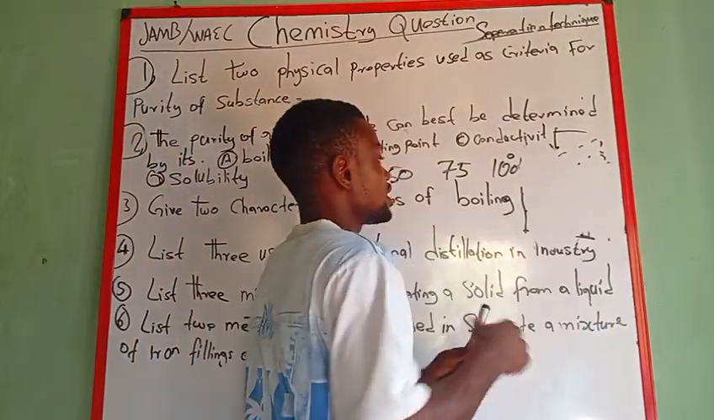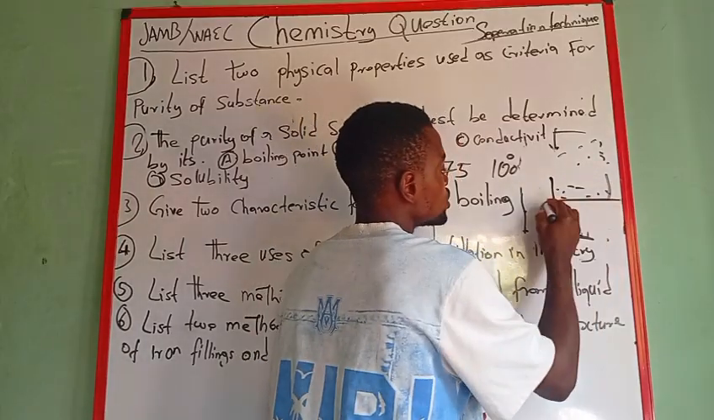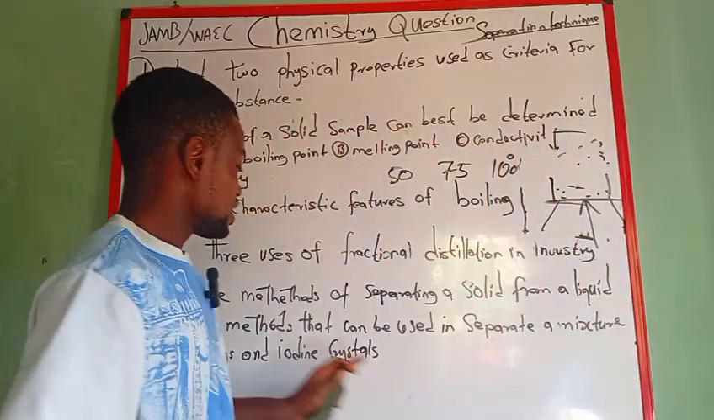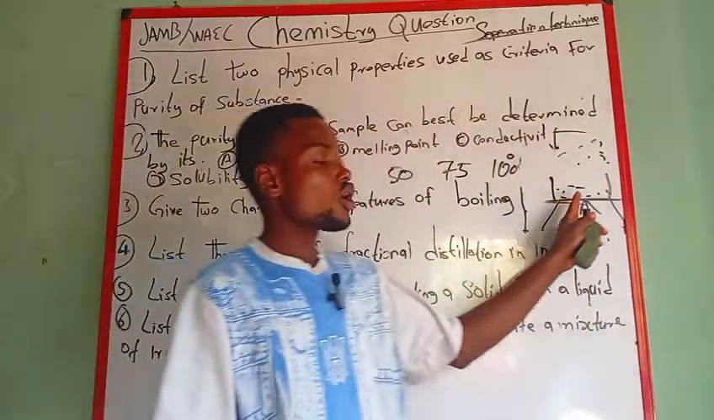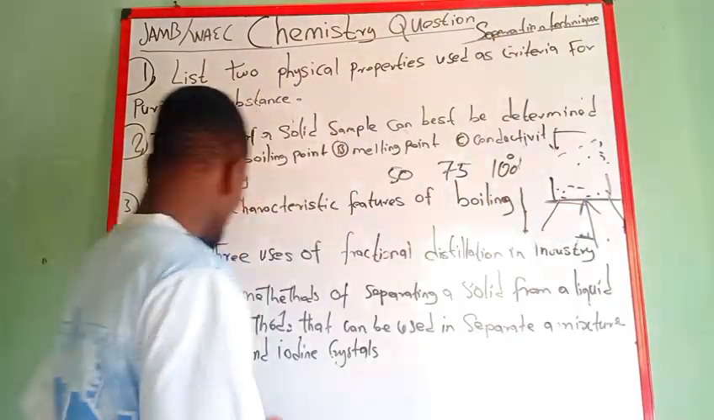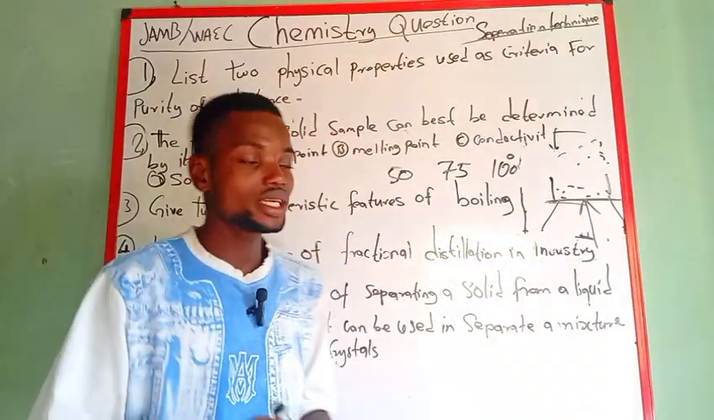Hence, if we have the mixture like this, and we put a wire gauze on a tripod stand and heat it, the iodine crystals on heating are going to be evaporated, remaining the iron filings. So the iron filings remaining here, we can take it.